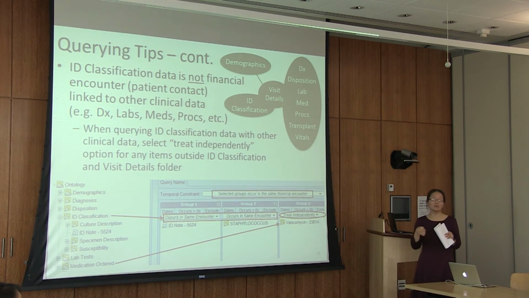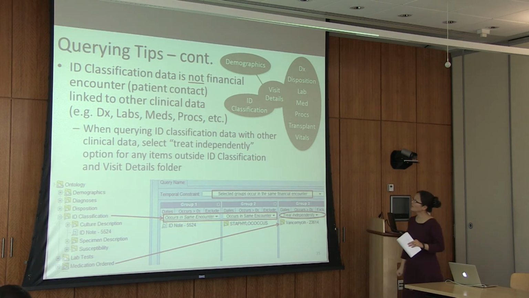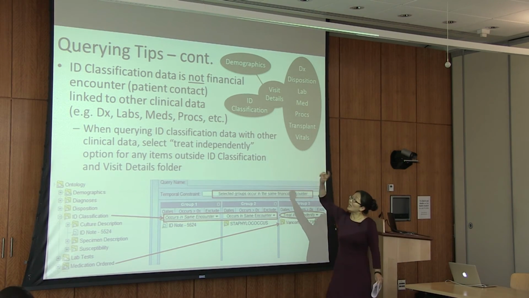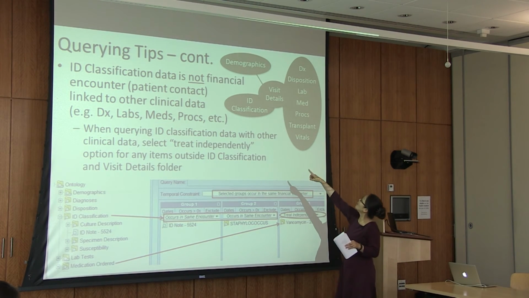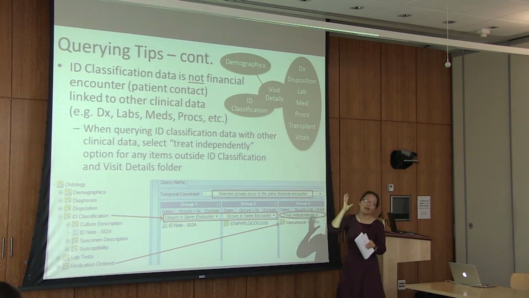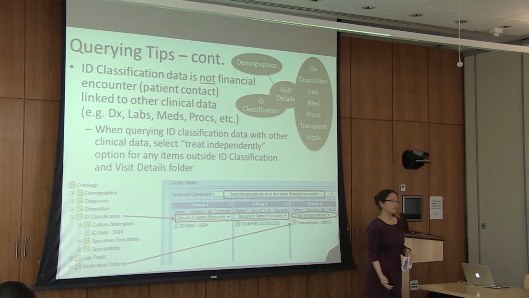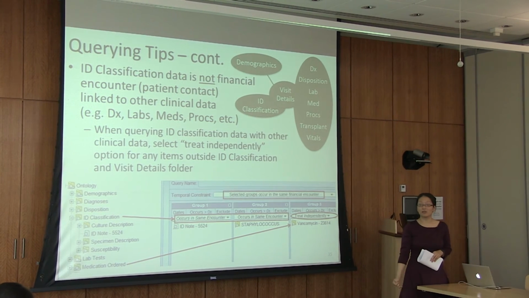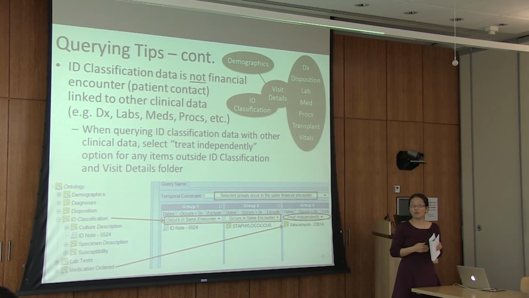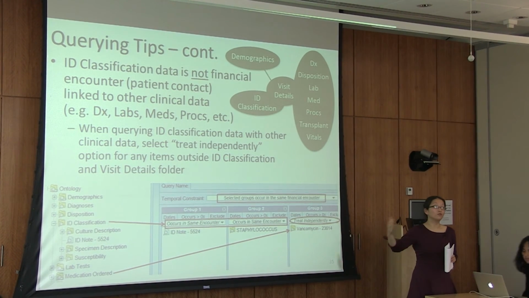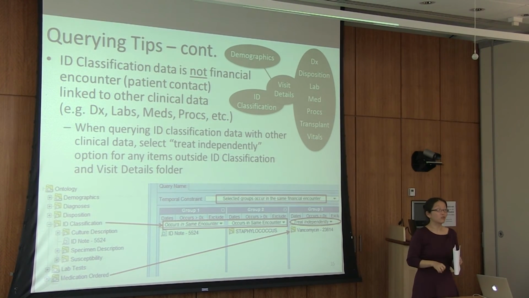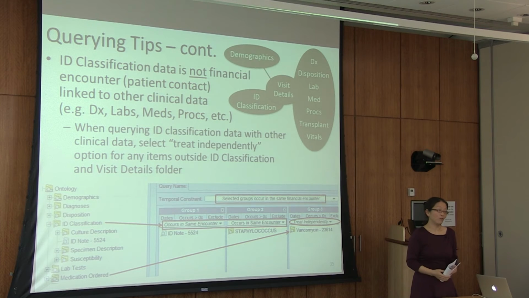Next one is, in order for me to connect infectious disease, all those crazy organisms and specimen together, I had to sort of detach them a little bit from the rest of the tree. As in, if you select anything from infectious disease, they are all linked together: ID note, specimen, culture description, all of them are linked together. However, they're not linked financially to, for example, unbilled charges or other information.